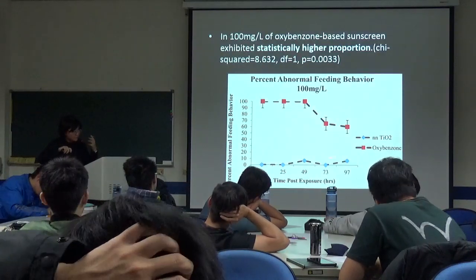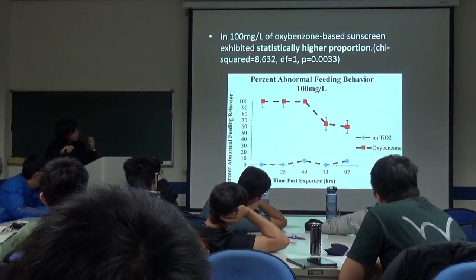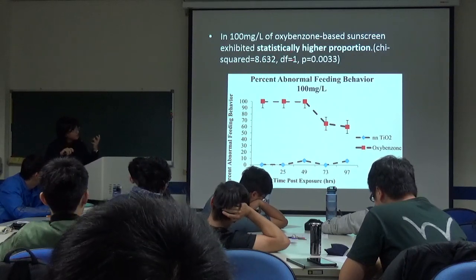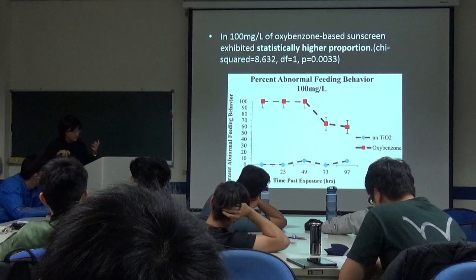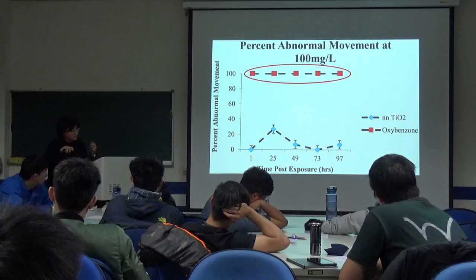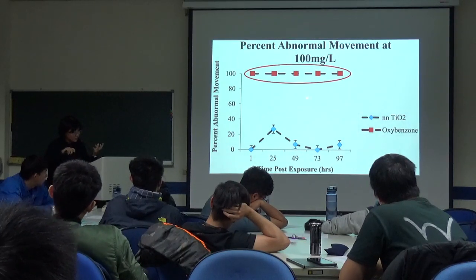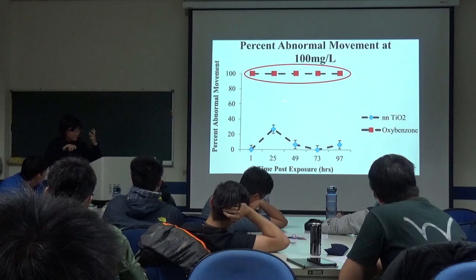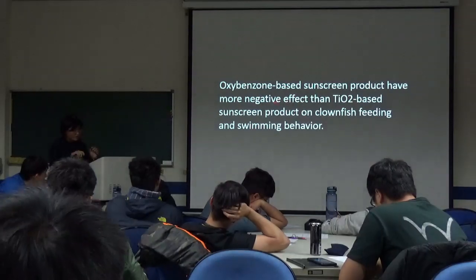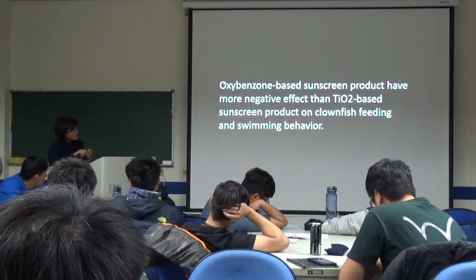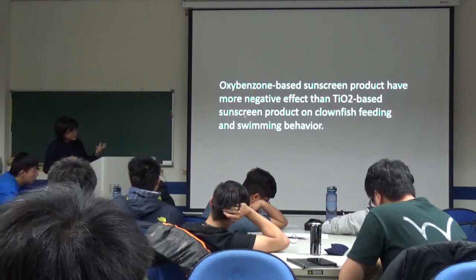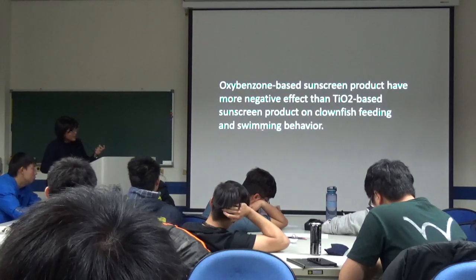And next is abnormal feeding behavior. You can see at 100 mg per liter of oxybenzone-based sunscreen, it exhibits a statistically higher proportion. And the next chart is percent abnormal movement at 100 mg per liter. You can see oxybenzone-based sunscreen caused every clownfish to act like a drunkfish. So we got a conclusion: oxybenzone-based sunscreen product has more negative effect than T-based sunscreen product on clownfish feeding and swimming behavior.